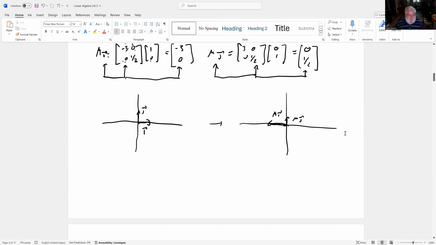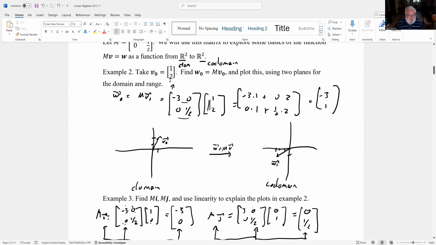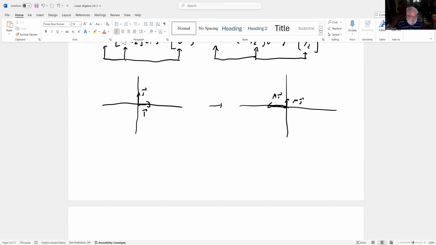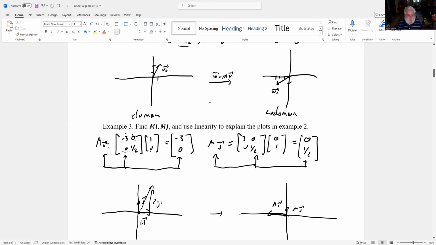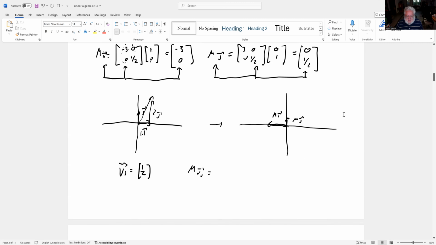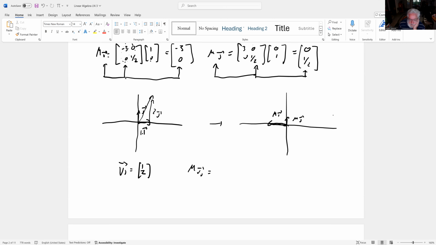So why is this a useful thing? Well, if we look at our vector v0 is 1, 2. And what is that? That's 1 unit in the i direction and 2 units in the j direction. That's our vector v. So what's m times v0 going to be? That's the image over here. We know that it's going to turn out to be minus 3, 1 because we calculated that. So I'm going to end up with something here as the image.